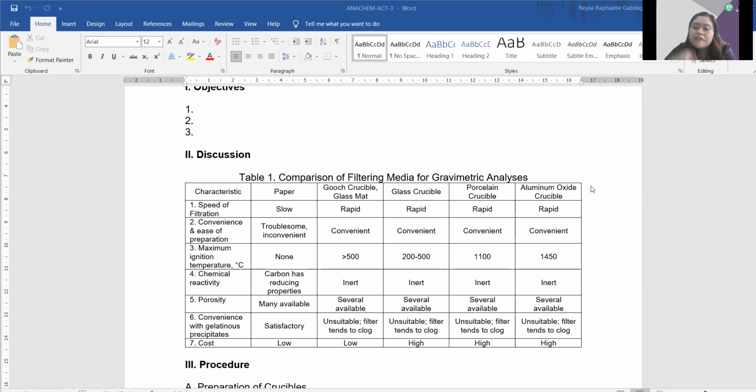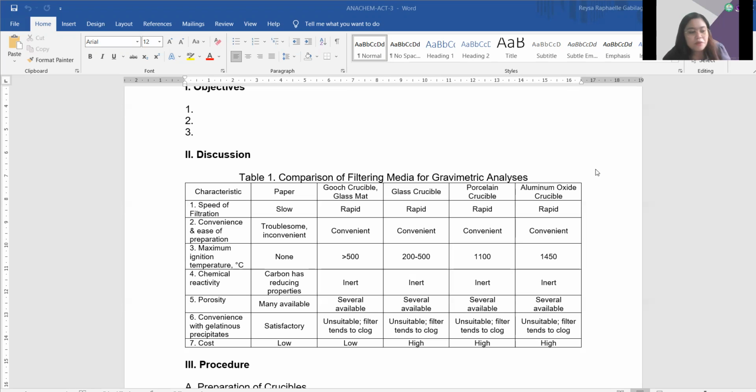So some of the disadvantages of using the filter paper is that when you use this for filtering, the process may be slower compared to other filtering media. So medyo matagal, especially if you have solid particles that will be clogged into the pores of the filter paper. The filtration process will be halted, and it will really take a lot of time before you can finish the whole process. It may be troublesome and it may be inconvenient to use also.